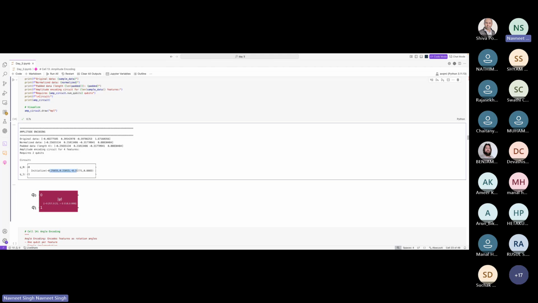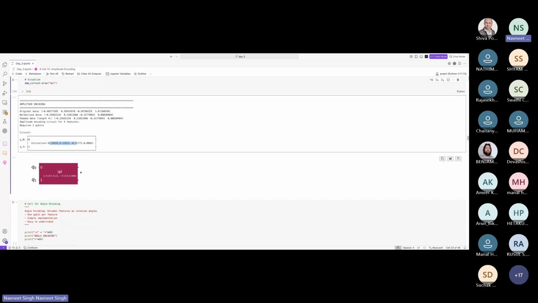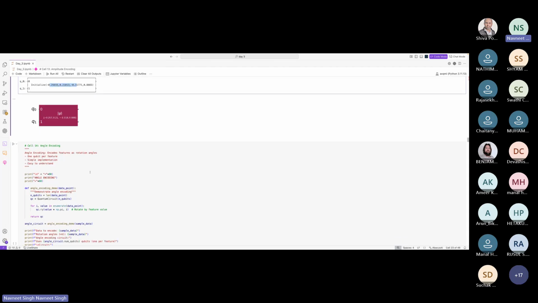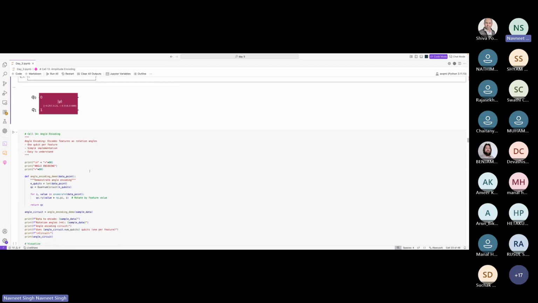Behind the scenes, this will decompose into a sequence of basic gates. But conceptually, this is amplitude encoding: feature values turn directly into quantum state amplitudes. Next is angle encoding. We will look at angle encoding, which is often more practical.